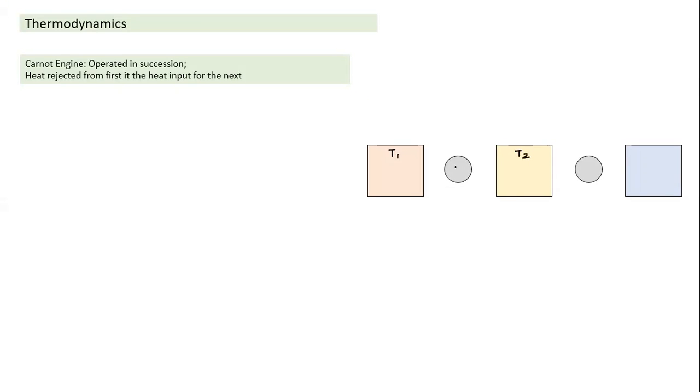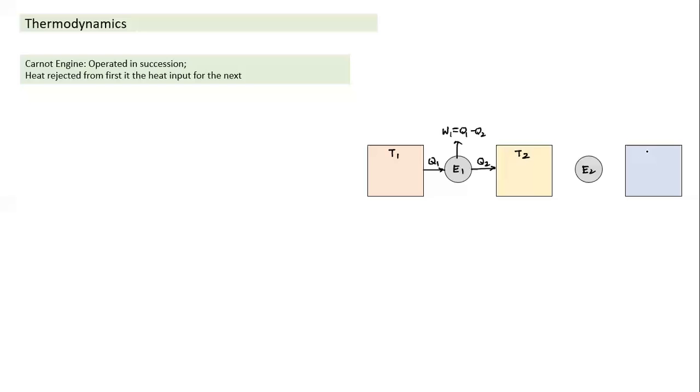So this is my first Carnot engine E1. It receives heat from the source here, and it dumps this waste heat into the sink, and it produces work W1. W1 is equal to Q1 minus Q2. When we operate in succession, whatever heat is dumped here, the sink for the first engine becomes the source for the second engine. For E2, what is the source?